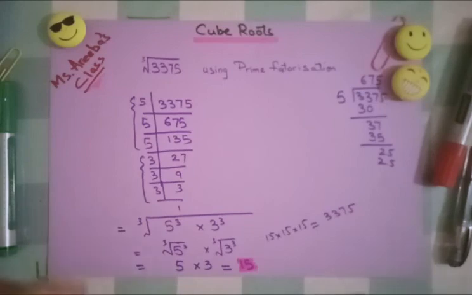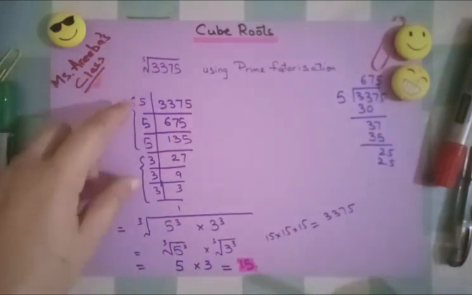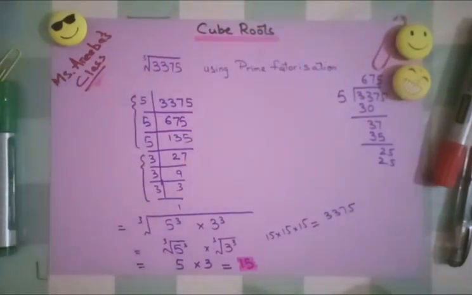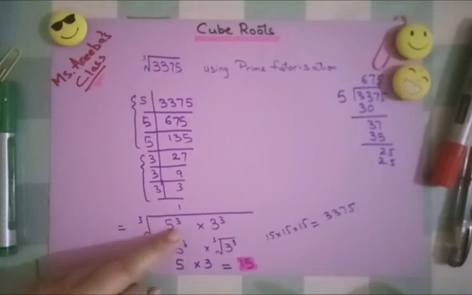So in this way you can solve any cube root. Just keep in your mind that whenever it's a cube root, you have to combine 3 together to make its power cube, and then the cube will be cancelled by the cube root.